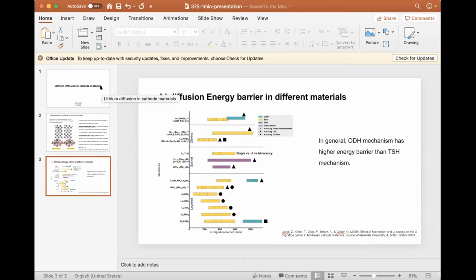Overall, it's really good. It's a really good topic. It's a hot area these days, lithium battery and stuff. Can you go to slide 2?